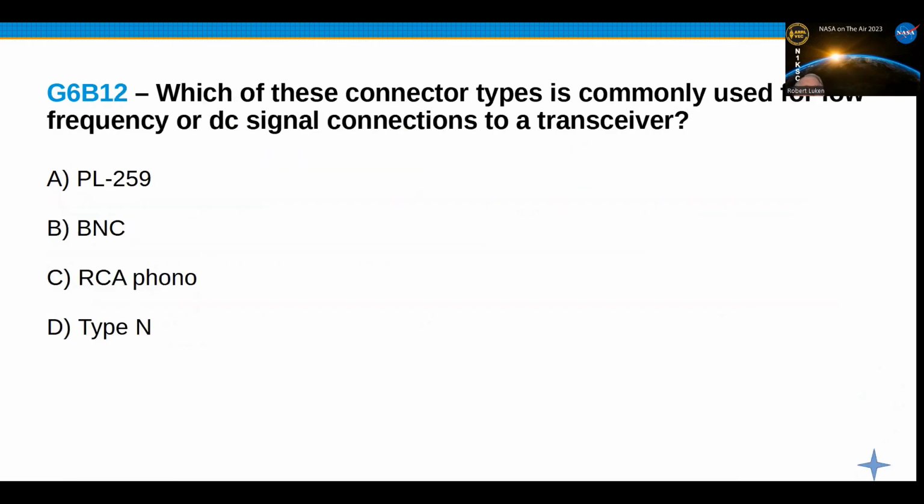Okay, which of these connector types is commonly used for low frequency or DC signal connections to a transceiver? It's 259. You know, 259? Low frequency or DC signals. Oh, think audio. Oh, C. C, Charlie.